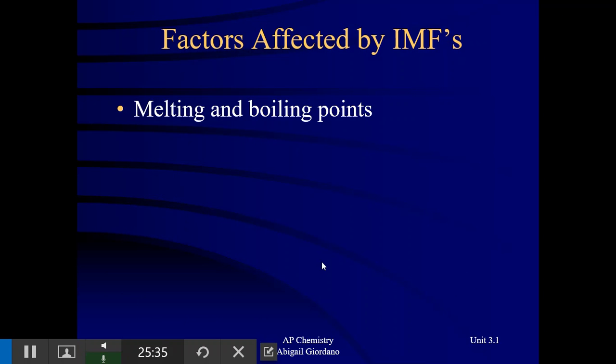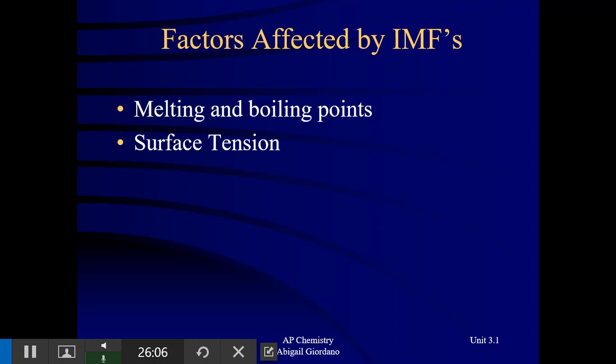So what are some factors in chemistry that can be explained by intermolecular forces? Melting and boiling points, the temperatures at which things melt and boil, are affected by the strength of the IMFs. Because when you melt or boil something, you're not ripping the molecule apart, you're breaking the intermolecular attractions.